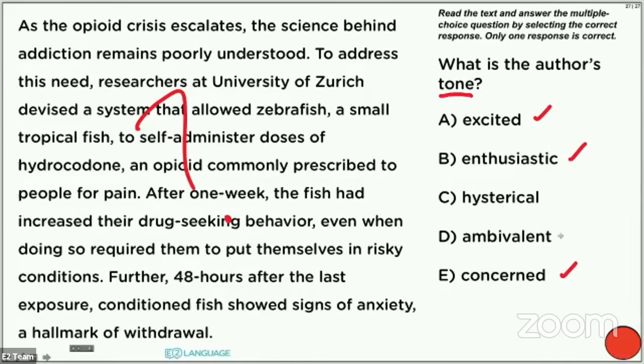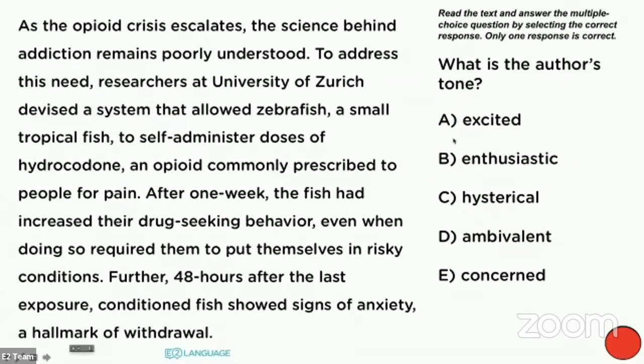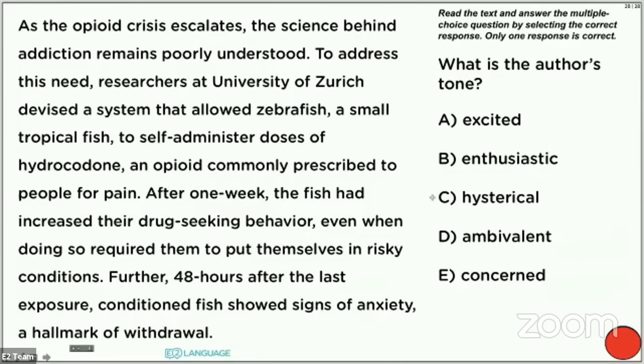Okay, so if you don't know what these words mean, just leave them for the time being, and then see if it's A, B, or E. And if it's not the ones you know, then you can sort of just have a guess. Let's say we eliminate these ones and we read it and we go, okay, it's not concerned, it's not excited, it's not enthusiastic. And then you've got two choices.